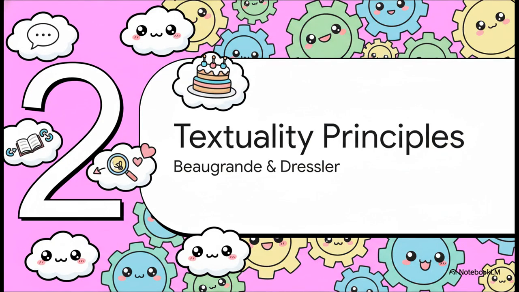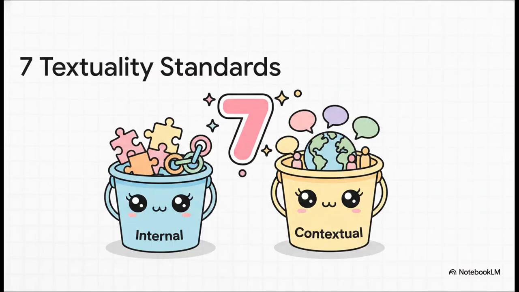Moving right along to section 2, 7 principles of textuality, the Beaugrande and Dressler framework. To make this super easy to remember for your exam, we are going to chunk this information. To be considered genuinely communicative, a text has to pass 7 tests, or standards. The best way to memorize these is to split them into 2 friendly buckets.